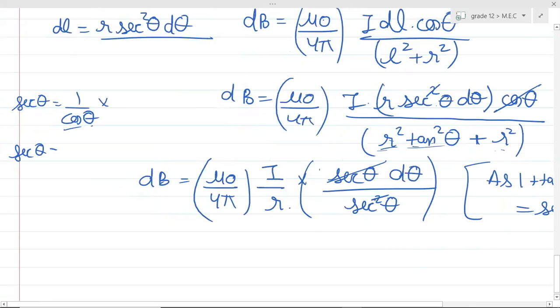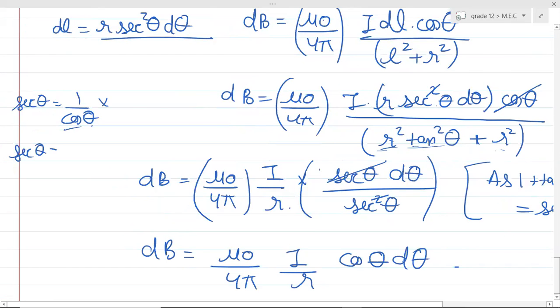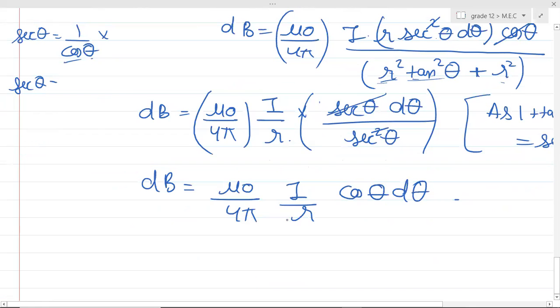So this is 1 upon sec theta into d theta, and finally you get this thing, dB is equal to mu naught by 4 pi into I by r cos theta d theta. Can you see? It has been simplified to this form. On applying Biot-Savart law, it gets simplified to this form. Yes? Yes or no, guys?